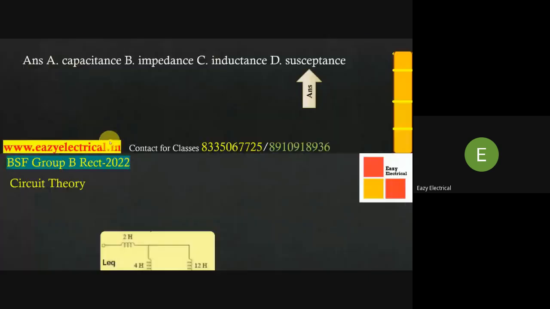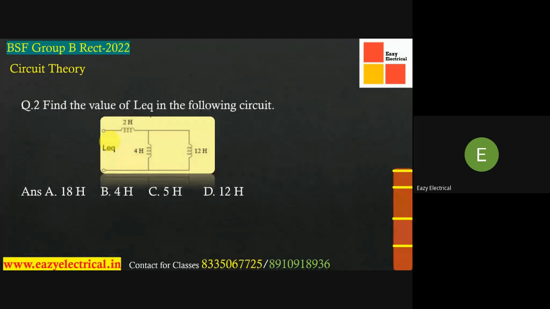Now coming to the next question. See, here what they have given is, I'm just starting my timer. Find the value of L equivalent for the following circuit. Here you can see the timer is going up. You have to answer within the time. If the timer goes beyond this time and your answer comes late, then you are late. So you have to make it fast. You have to answer these questions in a faster manner. So just try and answer this question.